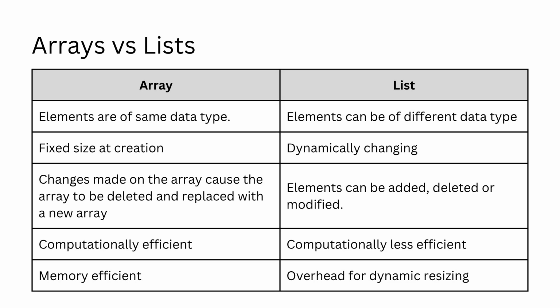Though lists and arrays are collections of elements, there are quite a few differences between them. First of all, the elements in the array must be of the same data type. A list does not have this restriction. A list can grow dynamically after its creation, but an array cannot. Arrays are more efficient than lists in terms of computation and storage. Computational efficiency comes from vectorization. Memory efficiency comes from having no overhead for dynamic resizing.